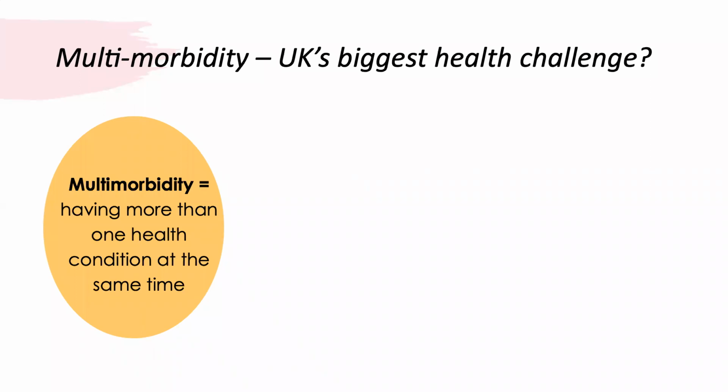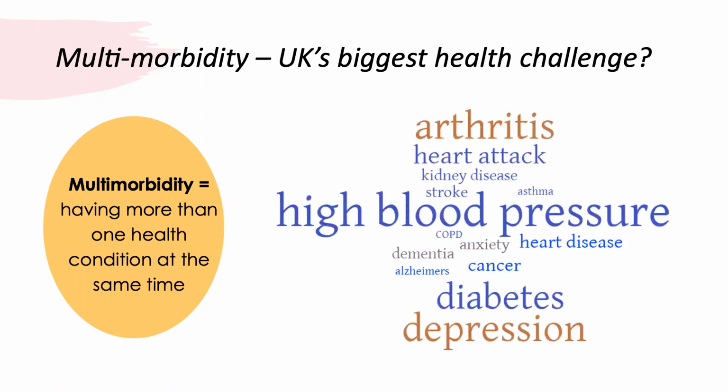Multimorbidity is one of the UK's biggest health challenges, and all we mean by multimorbidity is having more than one health condition at the same time. And the health conditions associated with multimorbidity can be almost anything, but the most common ones are shown in this diagram here. And the larger the words, the more commonly associated it is with multimorbidity.